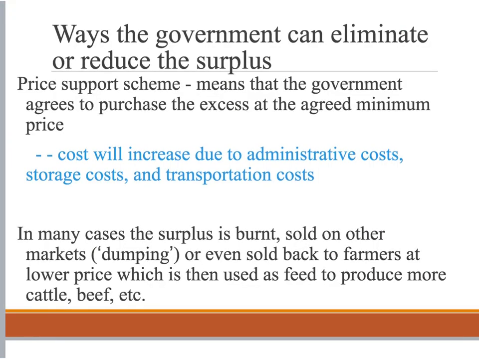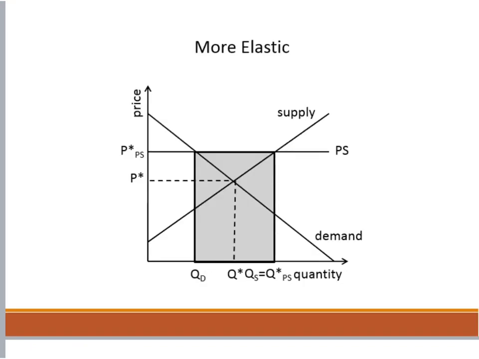In many cases, such as the case of wheat, the surplus is burnt, sold on other markets, which is called dumping. China dumps a lot of their steel on U.S. markets, and we can talk about that later. Or it is even sold back to farmers at lower prices, which is then used as feed for their cows or horses, for instance.